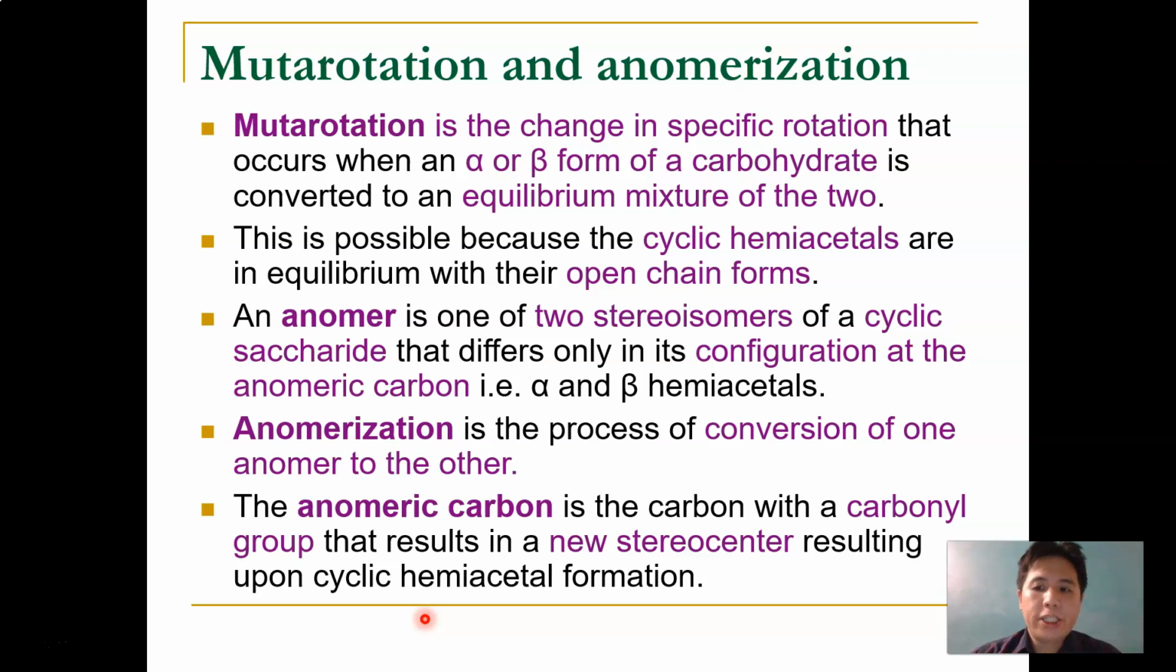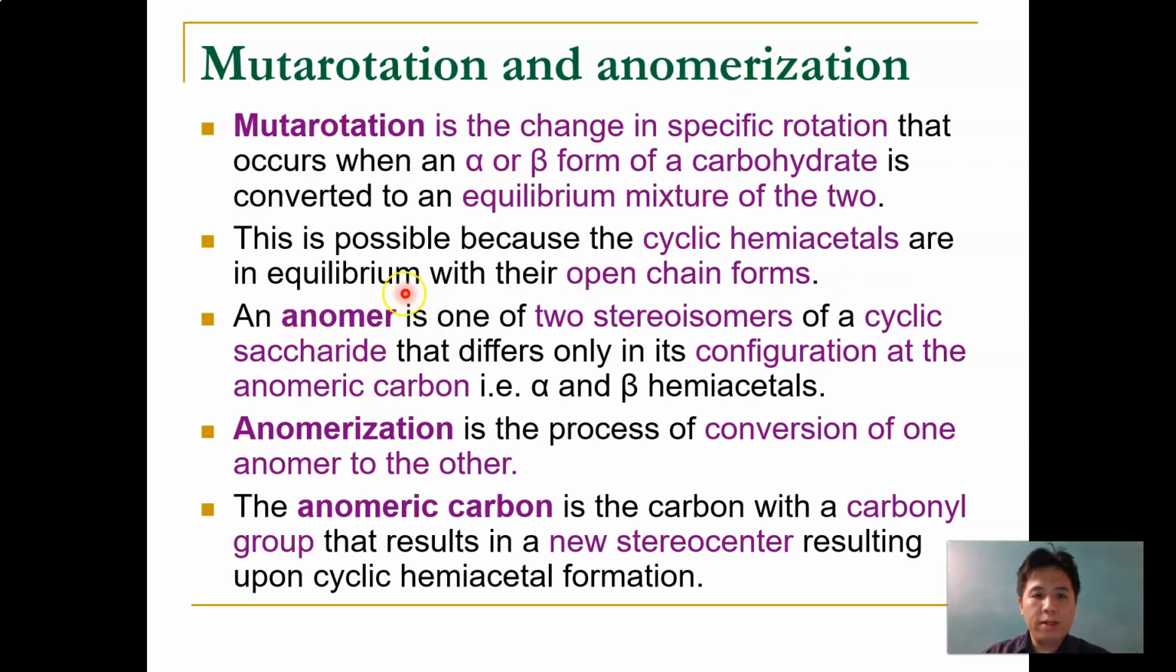The change in specific rotation is because the alpha and beta carbohydrates will be converted into an equilibrium mixture with both alpha and beta, but of course in different ratios. So there's a certain optimal ratio. As it switches from alpha or beta to the equilibrium mixture, it will cause a change in specific rotation. This is referred to as mutarotation. This sort of change is possible because the cyclic hemiacetals are in equilibrium with the open chain form. That means the open chain form is present but in quite small quantities.